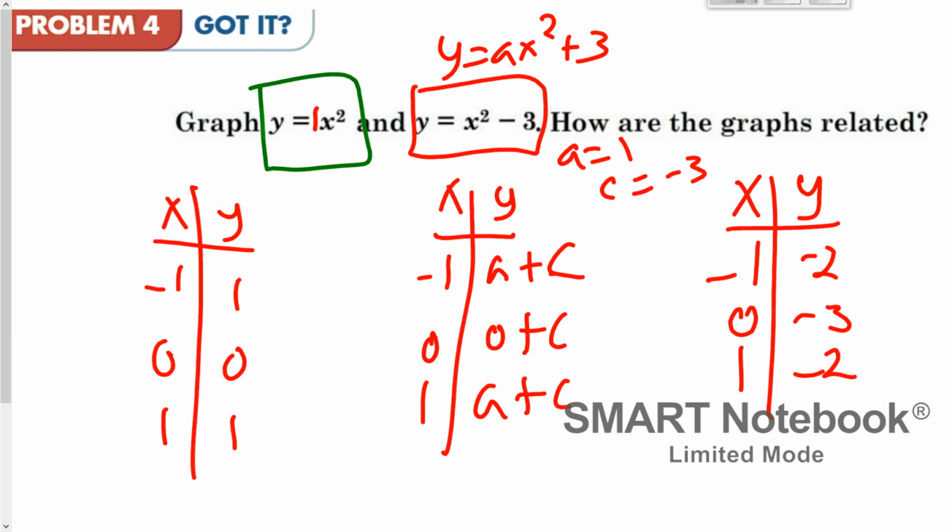And then my a plus c again, which is -2. So how are the graphs related? Well, graph them. What do you notice? They have the same a, 1 and 1. So that means they're going to be the same width, right? So that's how they're related, same width. All right, now we can graph them, right?